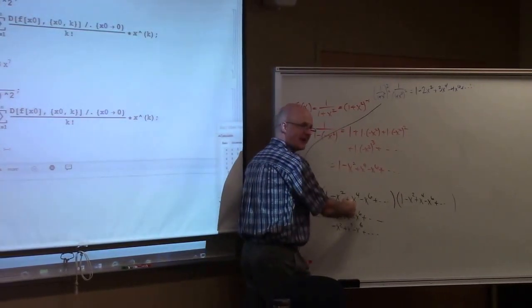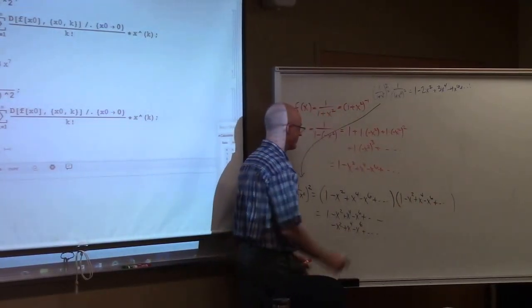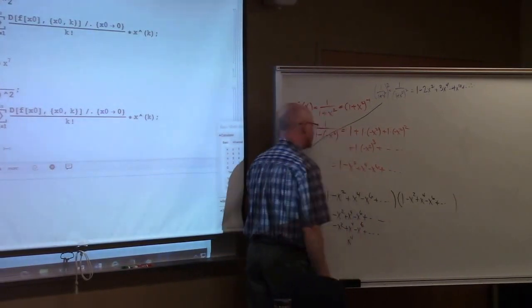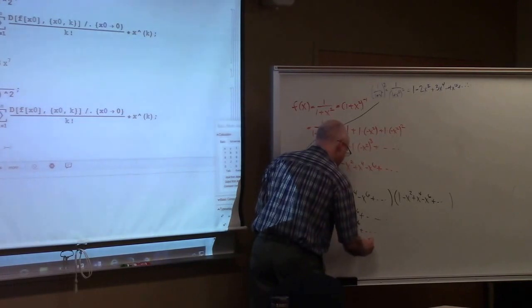Go to the next term, x to the 4th. Multiply it times each term over there once. X to the 4th times 1 is x to the 4th. Put it below the other x to the 4th. X to the 4th times negative x squared is minus x to the 6th. Put it below the other ones.